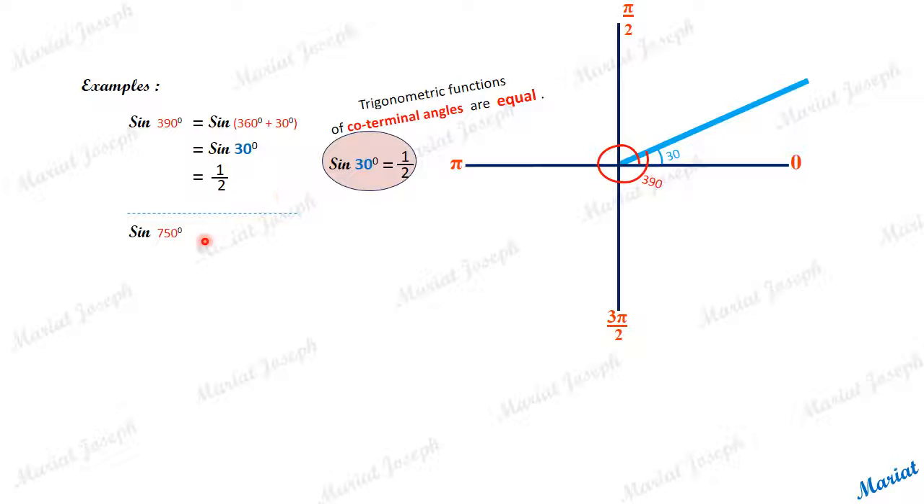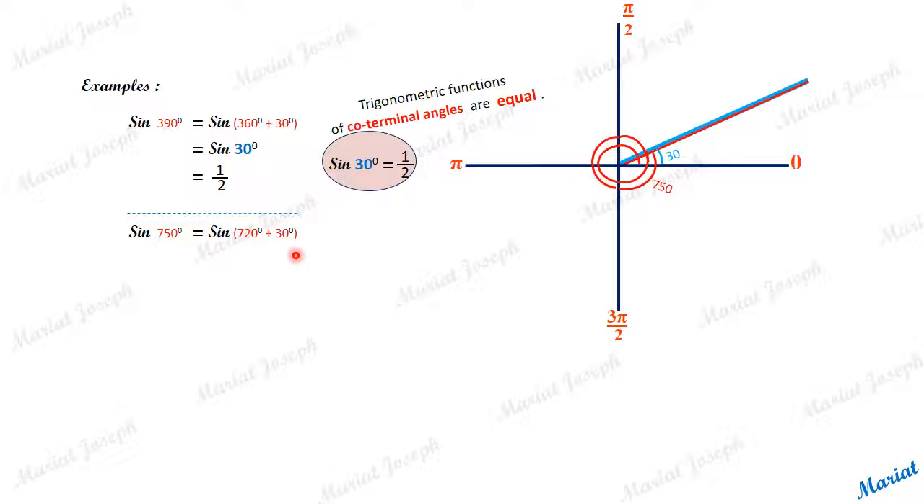Another example. Sine 750 degrees. Let's see, how do we draw 750 degrees? One rotation is 360, one more rotation makes it 720, plus 30. So this 750 can be written as 720 plus 30. Again, 720 stands for two rotations. 360 plus one more 360 makes it 720, plus 30.